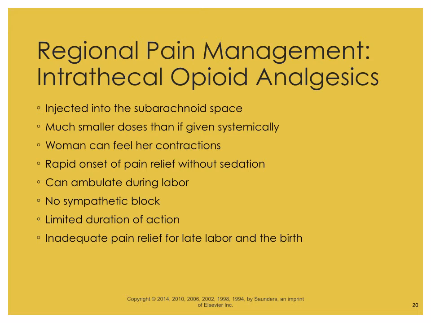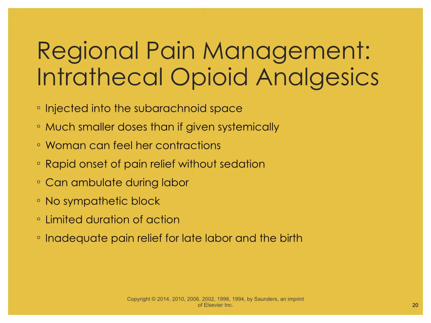Regional pain management, intrathecal opioid analgesics. So this is medication that's injected into the subarachnoid space. This is a spinal. This is typically used for patients who are going to have a C-section, but other indications could be used as well. It is a much smaller dose than if given systemically when it is administered locally. Women can feel their contractions, rapid onset of pain relief without sedation, so it doesn't affect the neurological aspects there.